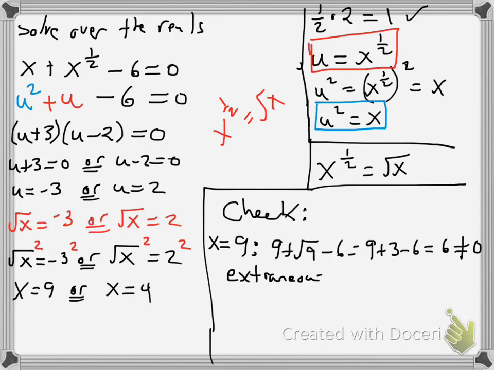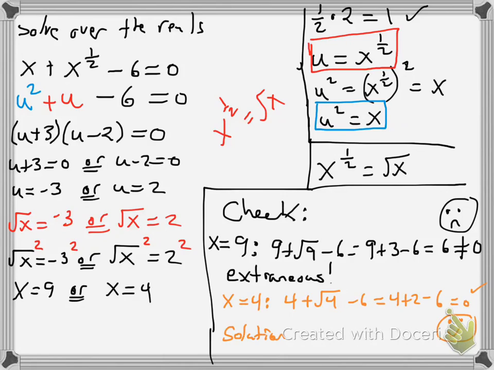So we have a fancy name. We call this extraneous, and it's a solution that does not work. Now if we try our other solution, x equals 4, plug it in, 4 plus square root of 4 minus 6 gives us 4 plus 2 minus 6, and that is in fact equal to 0. And so that one is a solution. So we only have one answer. We got two answers trying to solve it, but only one of them worked. So our answer here is 4.